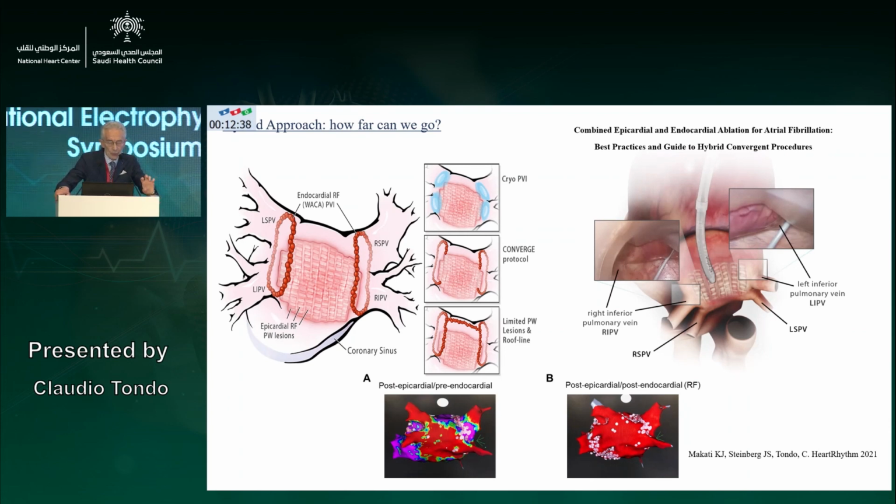Let me introduce just one concept. This is the hybrid approach. This is quite a huge program that we have in the institution, related to patients with a previous failed catheter ablation, or patients with very long-lasting AF, maybe more than 1 or 2 years, who are suffering from the persistence of atrial fibrillation.